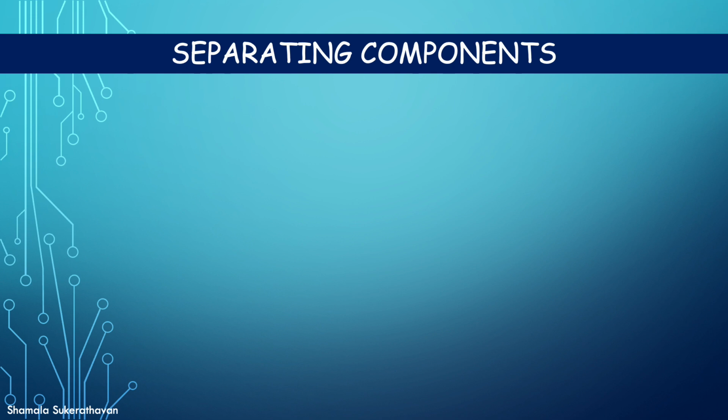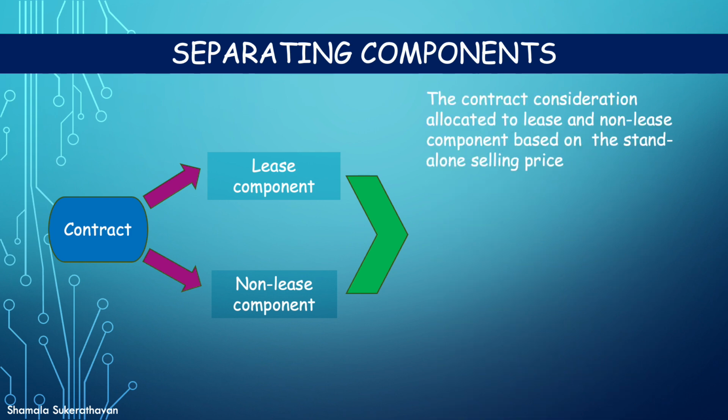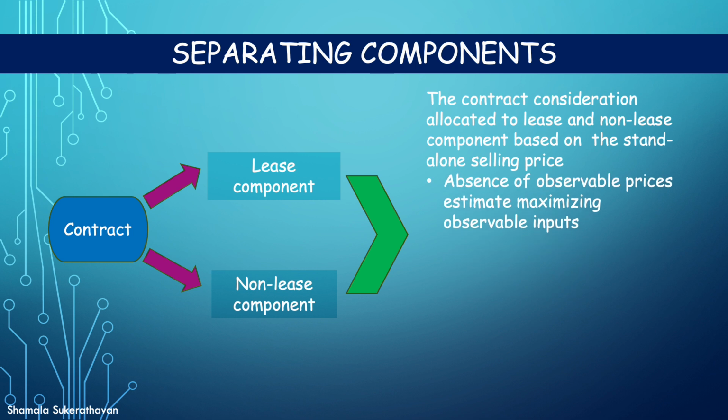It is possible for a contract to contain a lease component and a non-lease component. In these circumstances, the contract consideration shall be allocated to each component based on the standalone selling price of each component. If observable prices are not readily available, estimates shall be made maximizing the use of observable information.